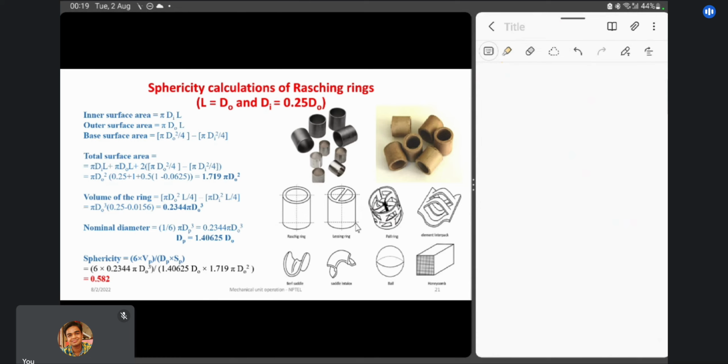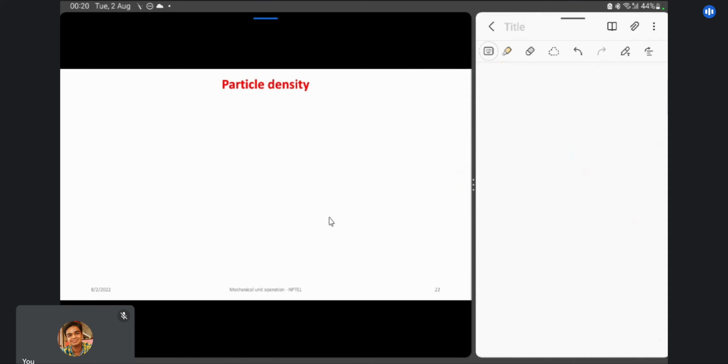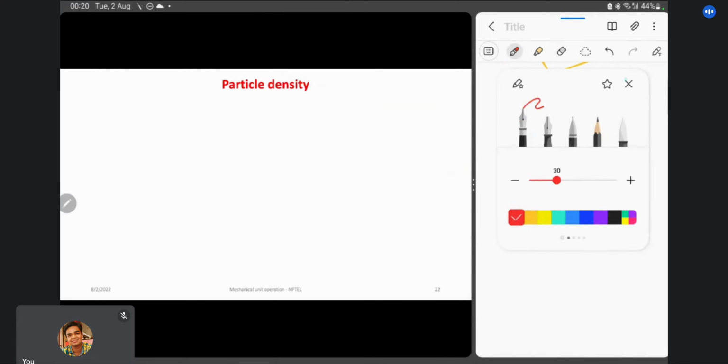But if a question comes on Pall rings or something else, and you have all the diameter and the length with you, you can easily do the calculation for the other materials also, although it will require more time. That's it. Now we want to discuss the shape, size, and the third thing, which is density.